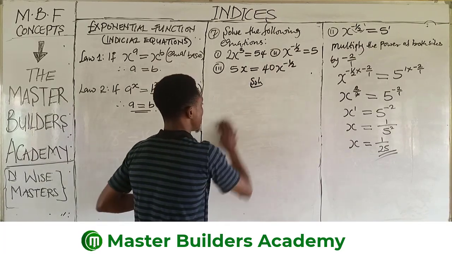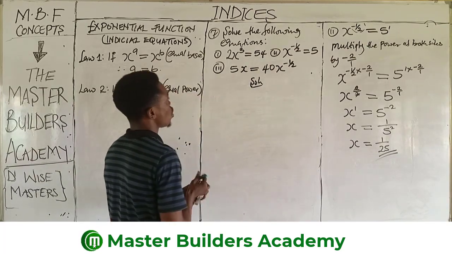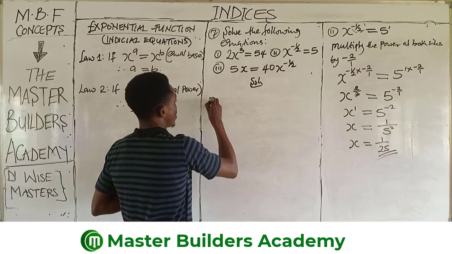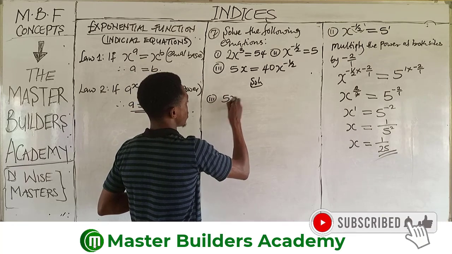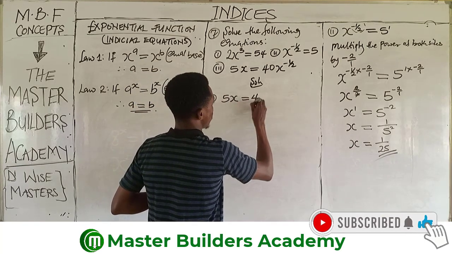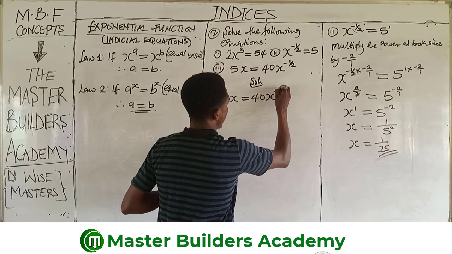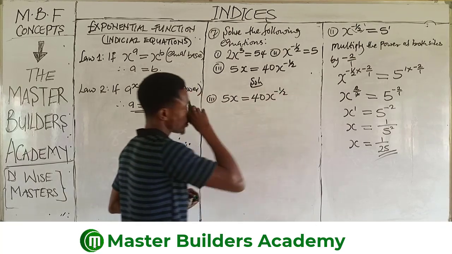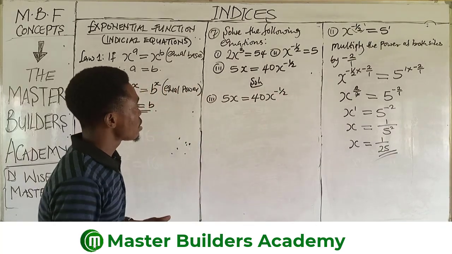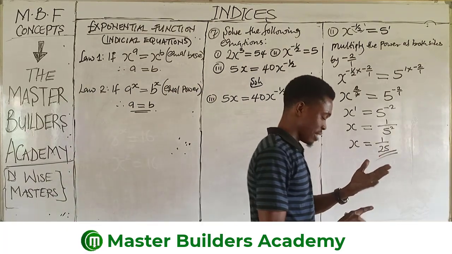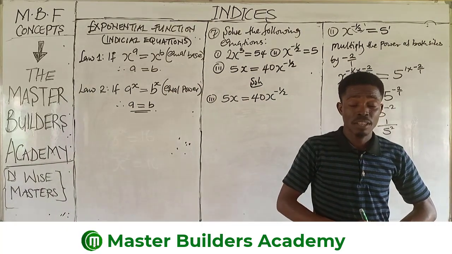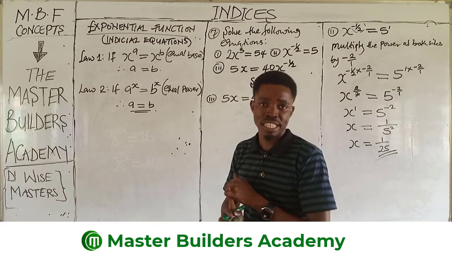Now, we want to look at the last but not the least, which is Roman figure 3. So in Roman figure 3, we are asked to solve 5x is equal to 40x raised to the power minus 1 over 2. Alright, now when you look at this equation, you find out that we have x in both sides. Are we there? Yes, we have x in both sides.